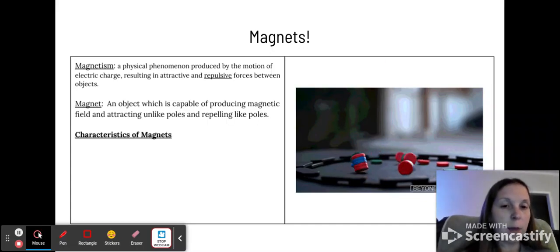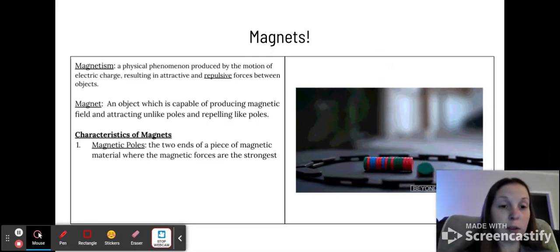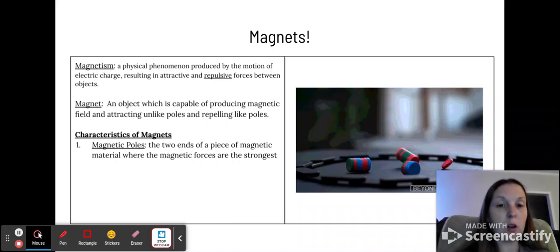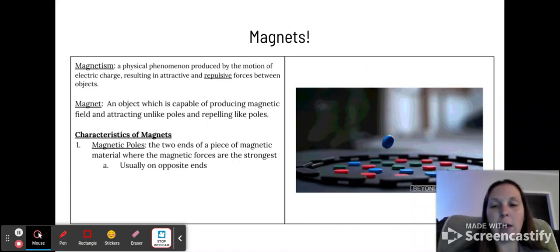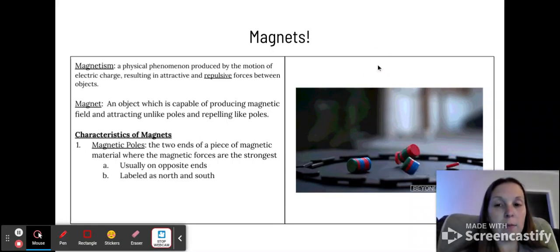Some characteristics of magnets that you need to make sure you remember. First are that they have magnetic poles. That's what makes it a magnet. So magnetic poles are the two ends of the piece of magnetic material where the forces are the strongest. So you guys have seen a magnet. A lot of times you see them like half of it's blue, half of it's red. That's to denote the separate poles. They are going to be on opposite sides of the magnet, and they're labeled as north and south.